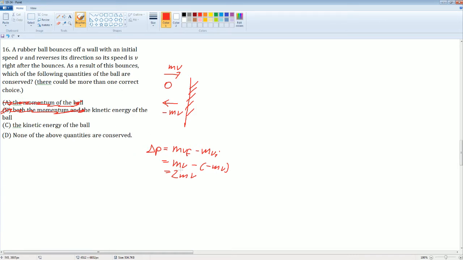What about the kinetic energy? Let's see if kinetic energy is conserved. It goes in here and it hits at 1/2 mv squared. Then it also comes back at the same thing, 1/2 mv squared. You can sort of set this up, but you should notice that the energy initial is going to be equal to the energy final. So the kinetic energy here is also conserved.